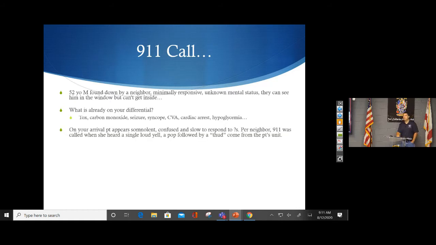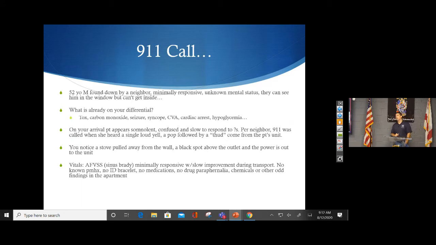Okay, so on arrival, you find a patient who's somnolent, confused, he's slow to respond to questions. You get a little bit more information from the neighbor. She called because she heard a loud yell, a pop, and then a thud that came from the patient's apartment unit. When you look around inside the apartment, you notice that the stove is pulled away from the wall, the outlet's exposed with a black mark above it, and the power is out to the unit. Okay. What do you think now? Yeah, electrocuted. Pretty good chance he might have been electrocuted.